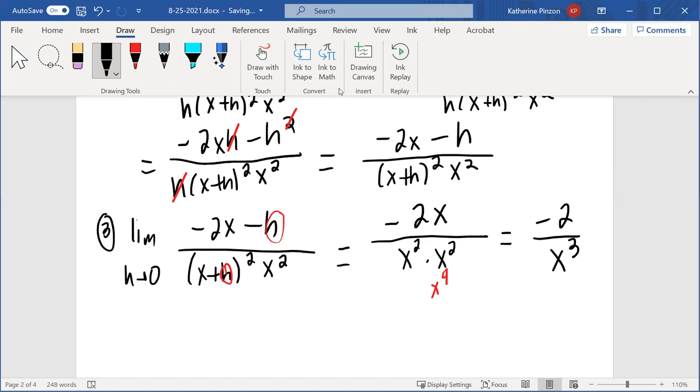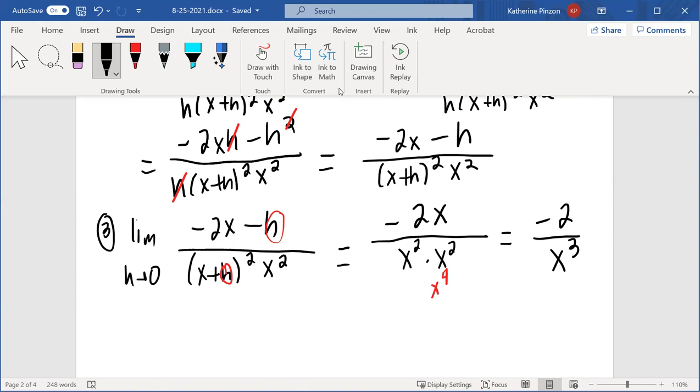So I plugged in 0 for all the h's, right? When I do something minus 0, I just get negative 2x. x plus 0 makes x. I have that square on it, so I have x squared. I have this other x squared, so that's there too. x squared times x squared makes x to the 4th. If I have an x on the top and 4 x's on the bottom, I can cancel and be left with 3 x's on the bottom. So negative 2 over x cubed.